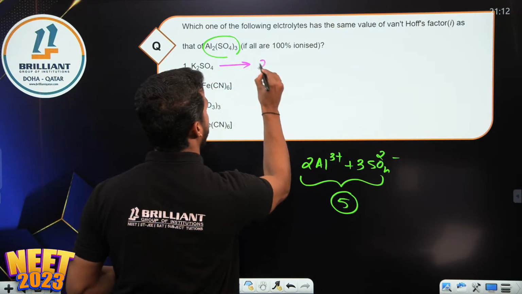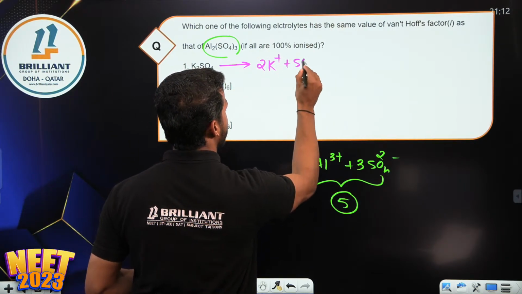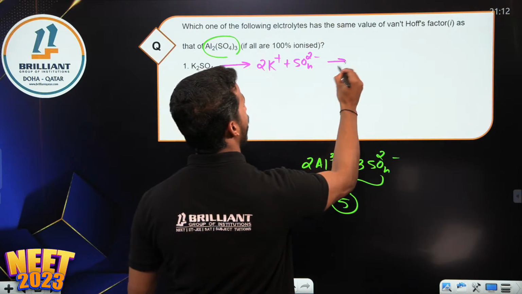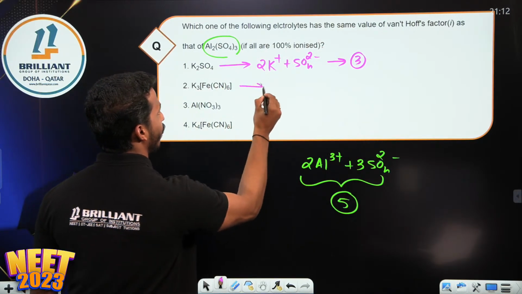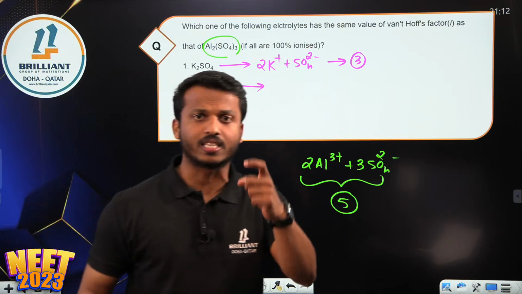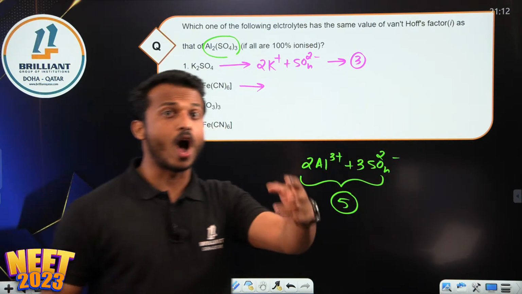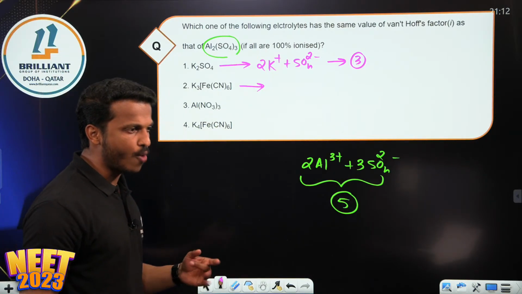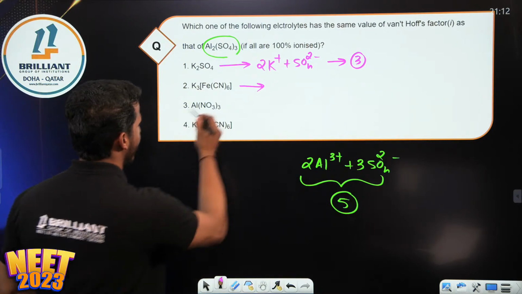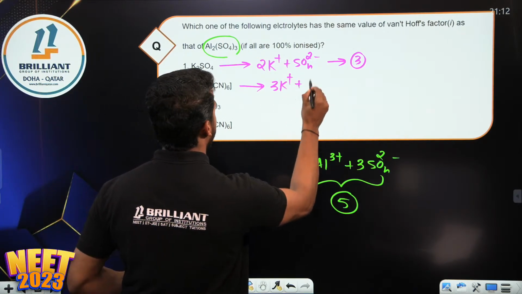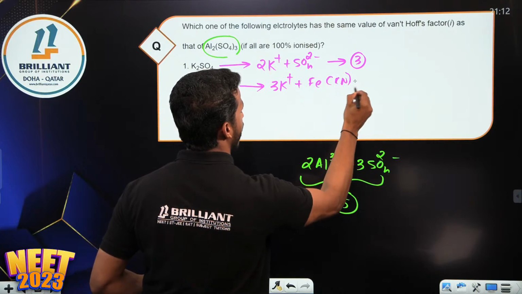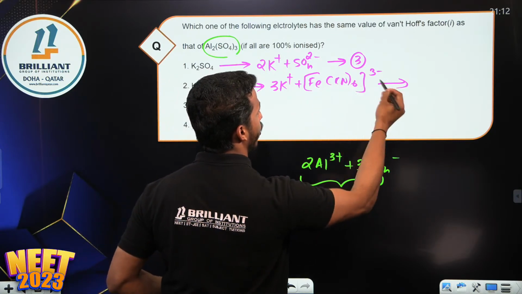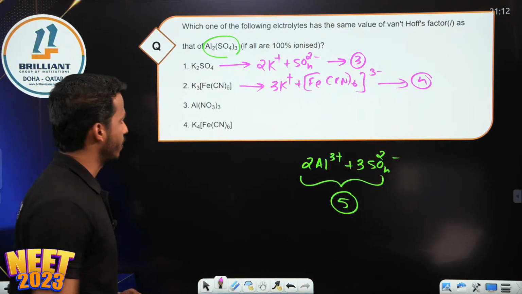K2SO4 will give you 2K+ and SO4 2-. That means a total of 3 ions, so the i value is equal to 3. Dear all, K3Fe(CN)6 is a coordination compound. When it dissociates, is it 4 ions? Yes, we will get 3K+ and Fe(CN)6 3-. You will get 3 potassium and 1 coordination ion, around 4 ions.